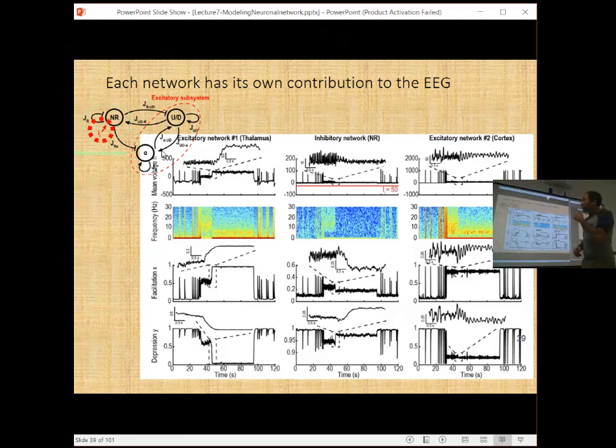Okay, so now you can look at each network separately. I say I'm interested in network 1, network 2, network 3. We have 3 of them. And see how they respond. And not only can I see what happened for the voltage, but I can see the depression and facilitation, which is something that you gain because you don't usually see this.